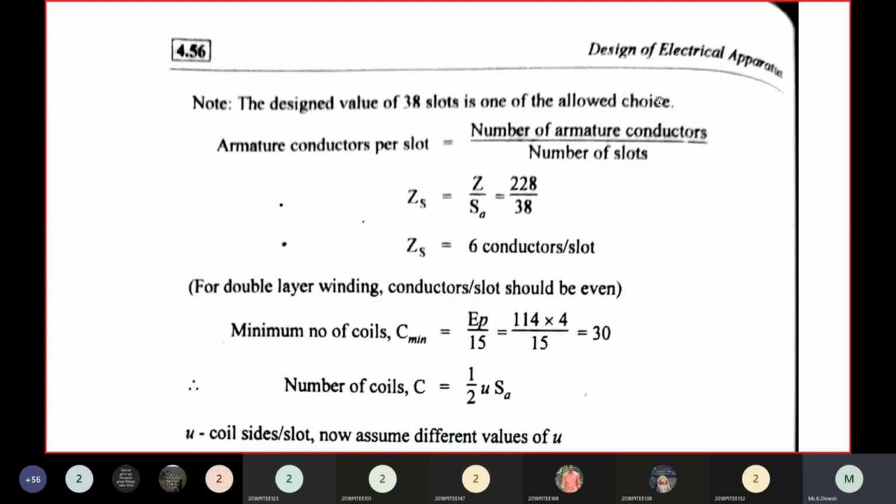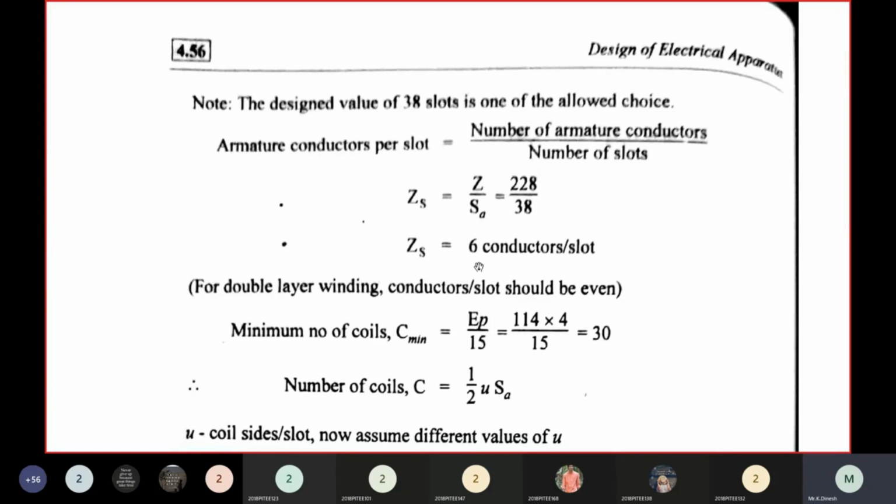Design value 38 is one of the allowable choices. So what is the number of armature conductors per slot? It is ZS equal to Z by SA. Z we determined as 228, SA we determined as 38. So 6 conductors per slot. While designing your armature winding, you have to fix 6 conductors per slot.